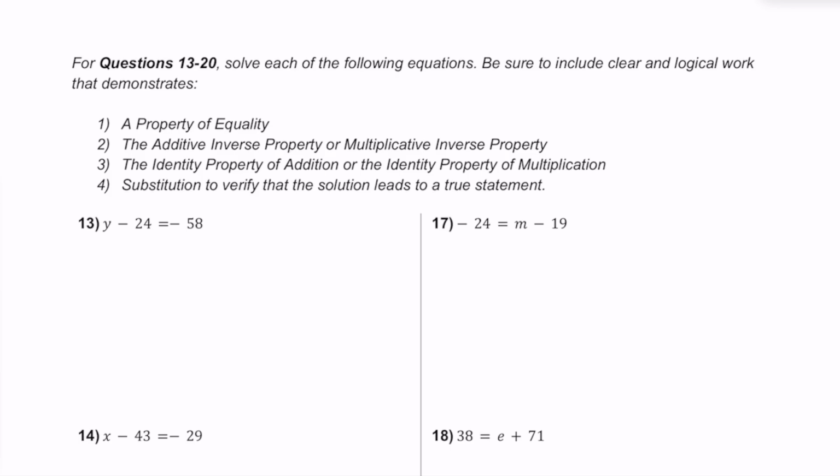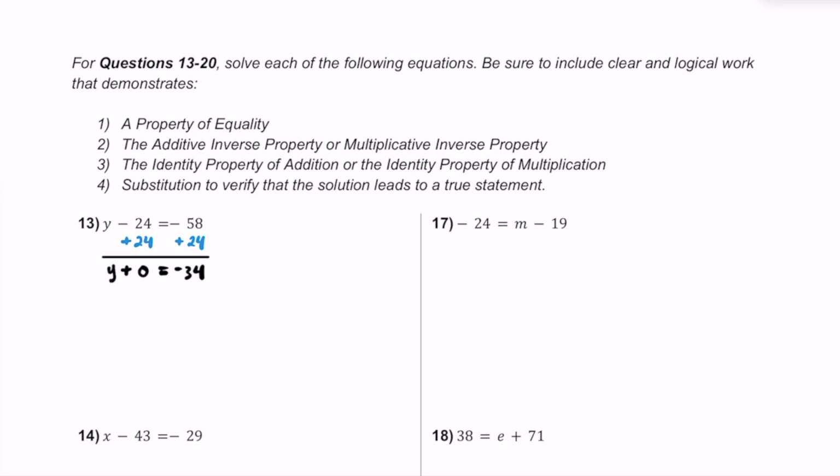All right, so for number 13, we have this y minus 24 is equal to negative 58. The property of equality that makes the most sense here to use is going to be the addition property of equality. I'm going to go ahead and add 24 to both sides of this equation. Looks something like this. Now, if you go ahead and do that, we're going to end up with y plus what? Well, negative 24 plus 24 is going to be 0. And on the right side of the equation, negative 58 plus 24 is going to be negative 34.